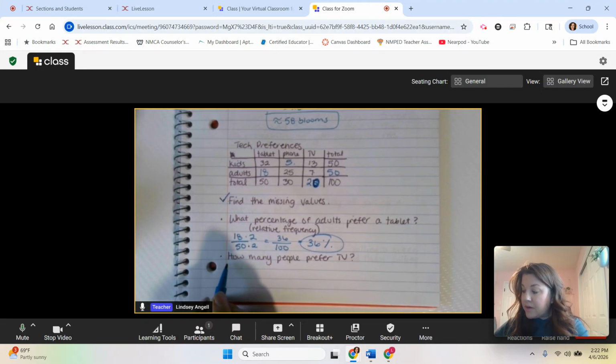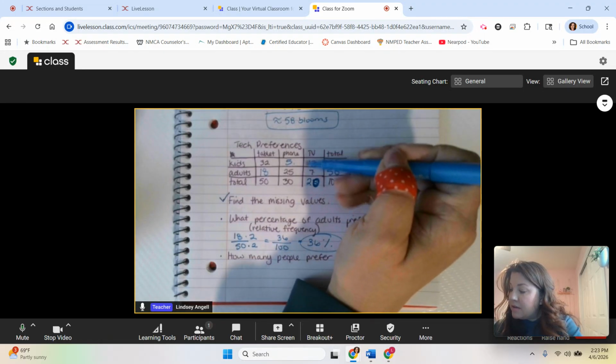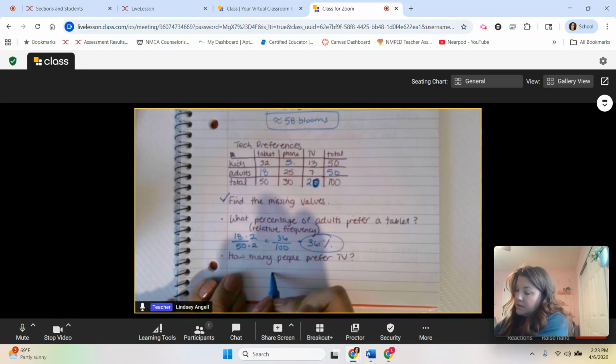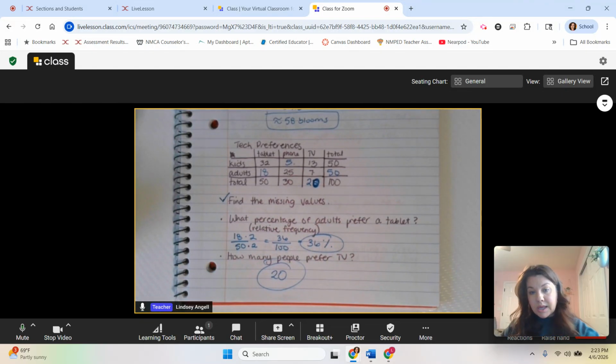And then our final question, how many people prefer TV? Well, here's TV, and we just want to know how many people prefer it. Well, that would have been 20. So that's your final answer. Okay, so filling in the table and then reading the information in different ways.